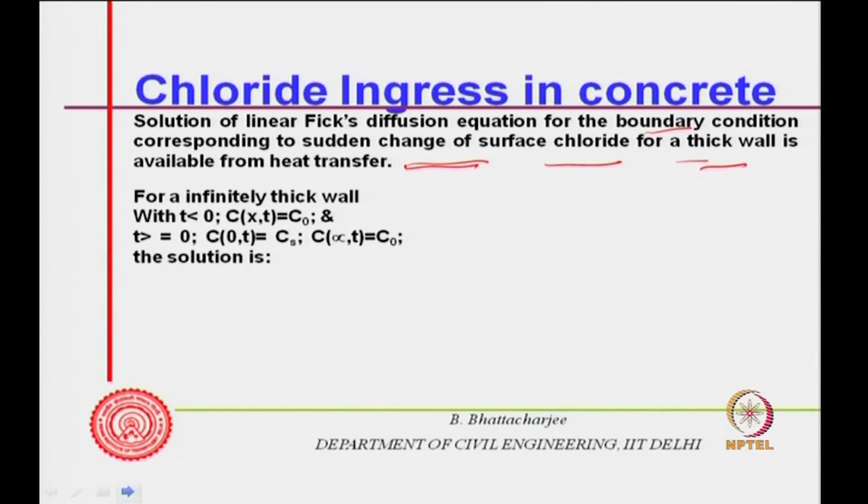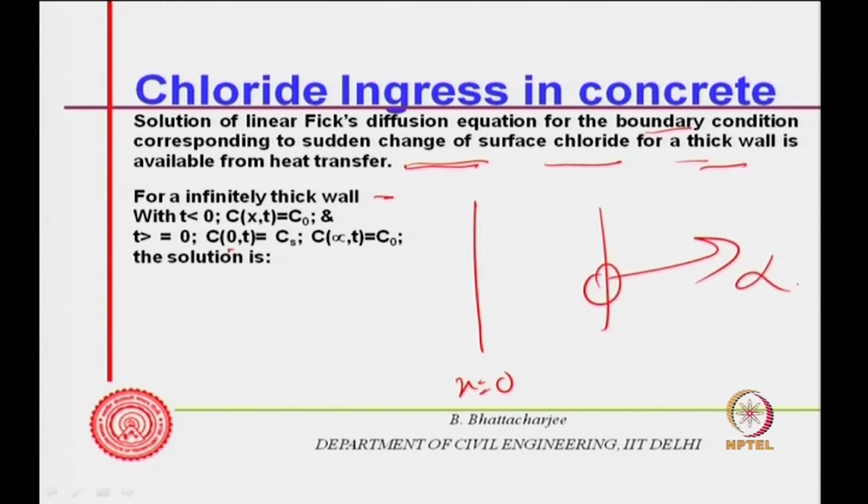this is available for heat transfer situation. For example, this is the boundary condition for an infinitely thick wall, a semi infinite medium where for t less than 0 concentration was C 0 everywhere, and for t greater than 0 at x equals to 0, this is your system. At x equals to 0, this is a semi infinite medium, this is infinity. At x equals to 0, suddenly you have changed the chloride concentration to C s. Well, the other side has still remained the same C 0, it was not changed.